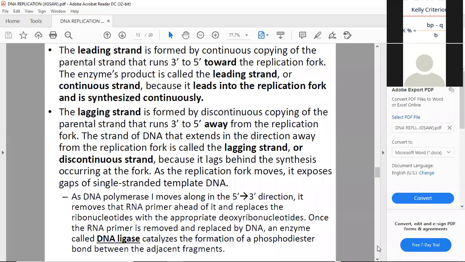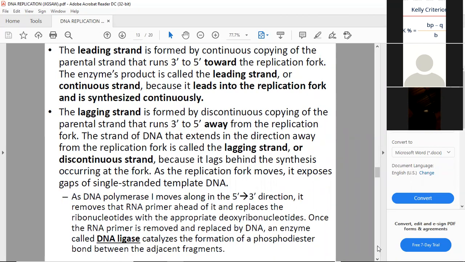While the lagging strand is formed by discontinuous copying of the parental strand that runs from 3' to 5' away from the replication fork. So the lagging strand is synthesized away from the replication fork. So it's called the lagging strand, or discontinuous, because it lags behind the synthesis occurring at the fork. So as the replication fork moves, it exposes gaps of single-stranded template DNA.